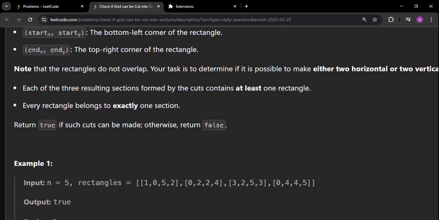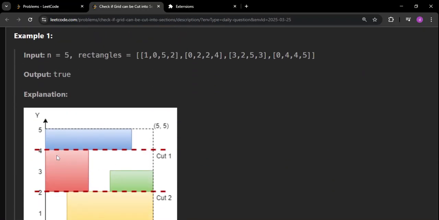The second condition is that each rectangle belongs to exactly one section. What they're trying to tell you is that the cut you are making should not go through the volume of the rectangle. It can be along the perimeter of the rectangle, but it should not cut the rectangle into two sections. Okay, that is the basic idea.